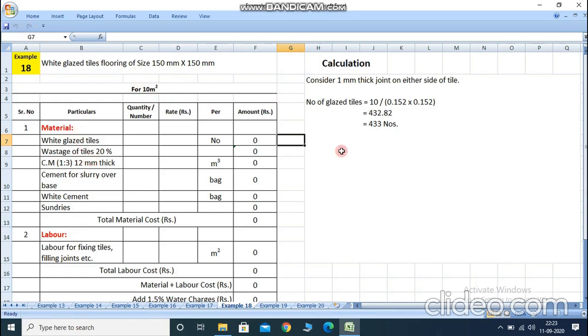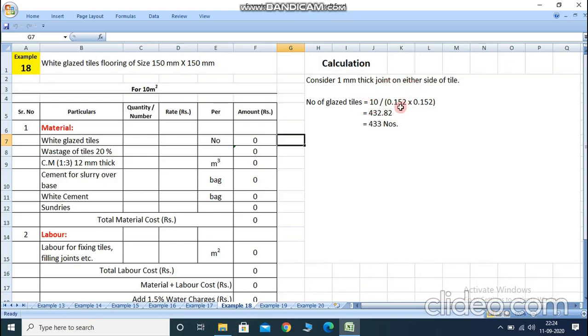Now let's start the calculation of white glaze tiles flooring of a 150 mm by 150 mm size. Consider a 1 mm thick joint on either side of the tiles. So for the number of glaze tiles, 150 mm is converted into meters, and the number of tiles required for a 10 square meter area is 10 divided by 150 mm, where a 1 mm thick joint is required.